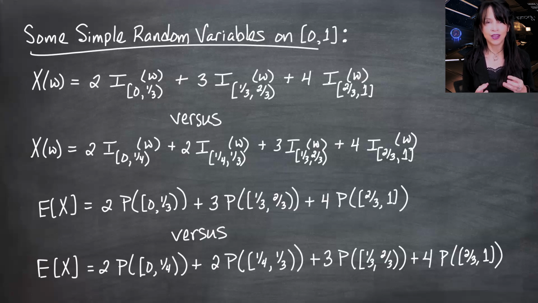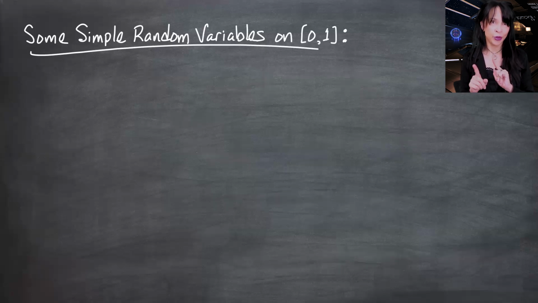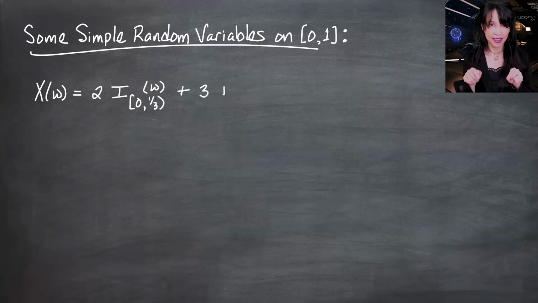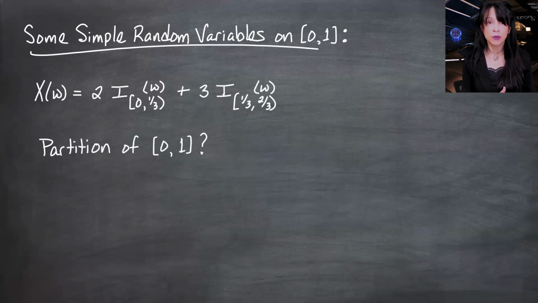And so these intervals need to union up to omega. I just wanted to point something out. What if you have a random variable that looks like this? My omega here is still the interval from 0 to 1, but it seems that I have a missing part here, that I have not covered the interval from 2/3 to 1.